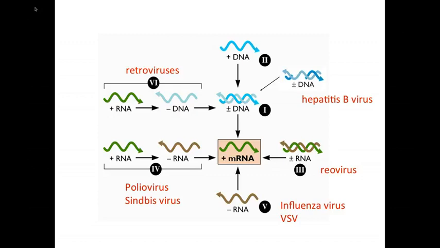So here we are in the Baltimore scheme. We have traced all 7 genome types to mRNA, that green molecule in the middle. And today we are going to take that mRNA and see how the cellular translational apparatus uses it as a template for protein synthesis. So first, let's review the basic translational apparatus of the cell to make sure we are all on the same page.